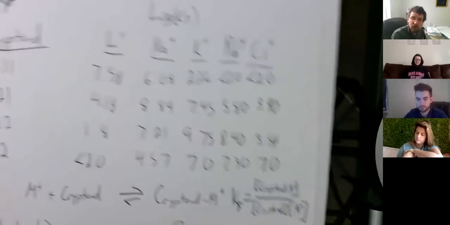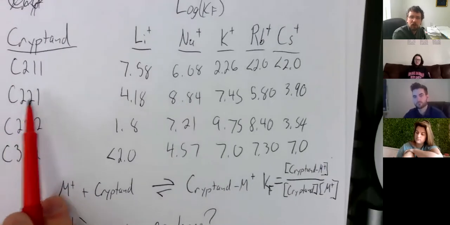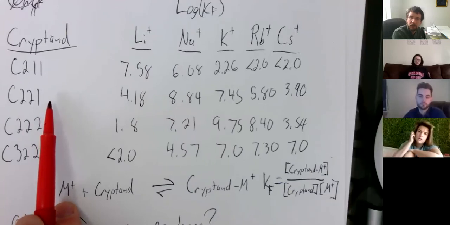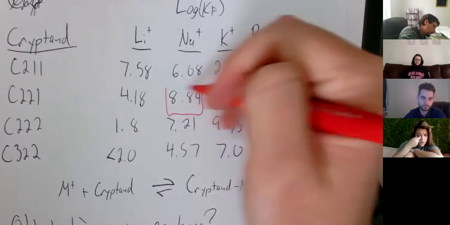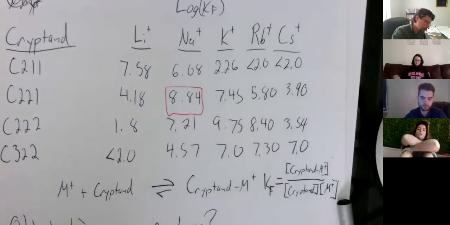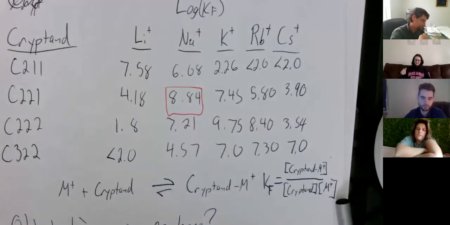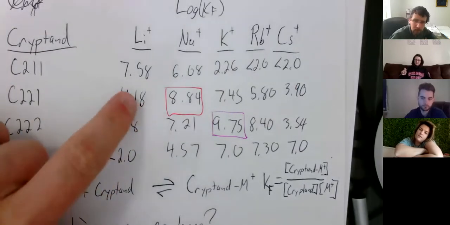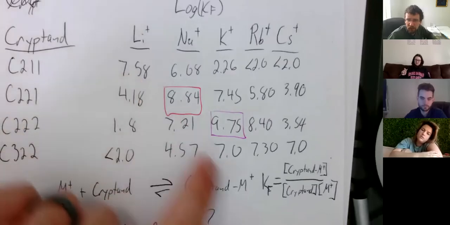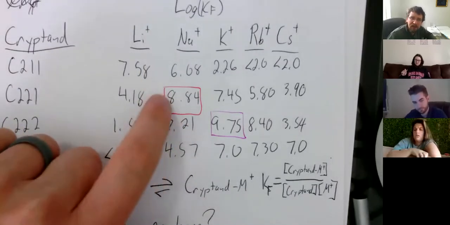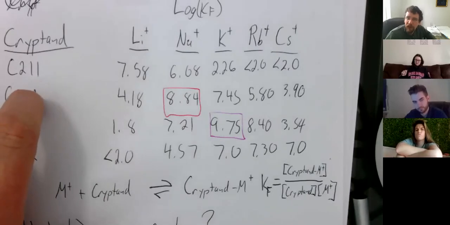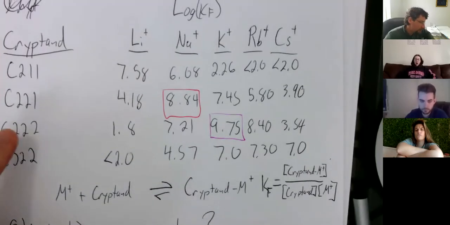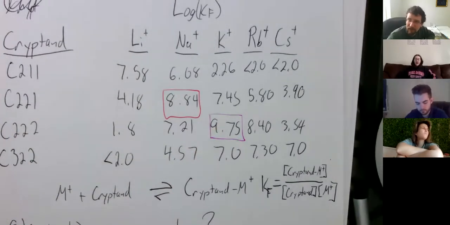But then let's look at some strange ones. For kryptand 221, which one has the highest formation constant? Sodium. What about for kryptand 222? Potassium. Oh, so it's going diagonal. Yeah, it's doing this diagonal thing. Why does kryptand 221 do the best for binding sodium, and why does kryptand 222 do the best for binding potassium?